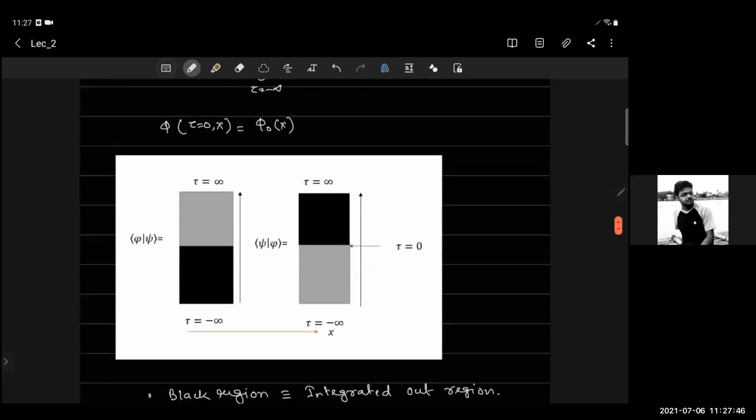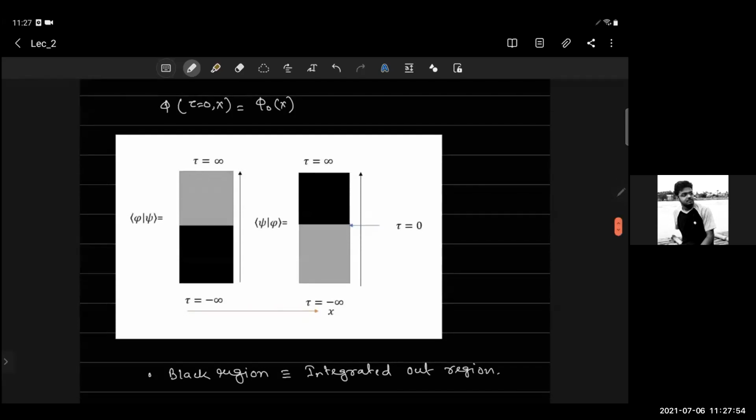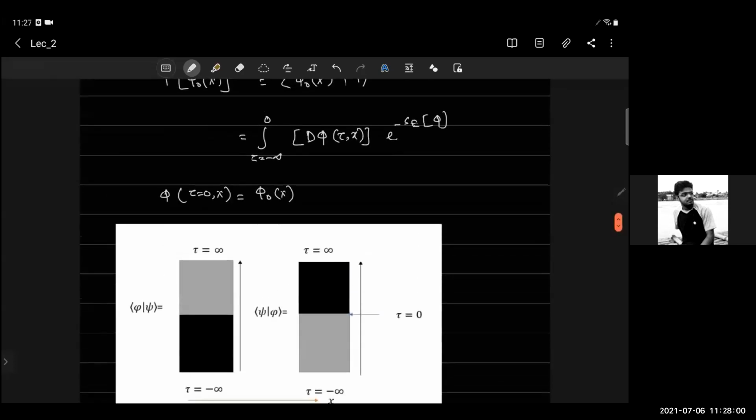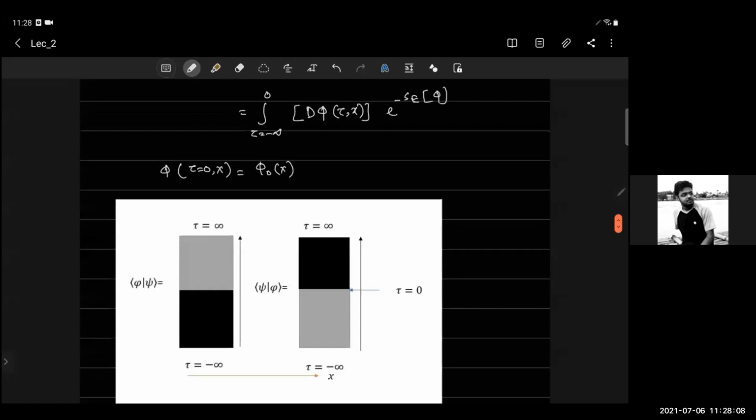So now you consider a 2D slice with time and, of course, one spatial direction. Here the black region denotes the integrated-out region, which means you integrate out d phi over time from -infinity to 0, and the gray is the non-integrated one. So it denotes the ground state wave function pictured here, phi psi.